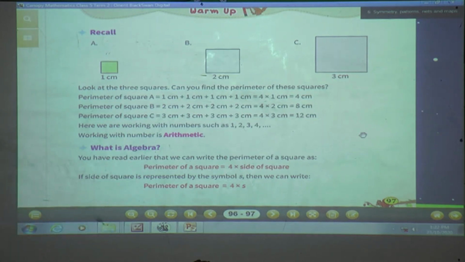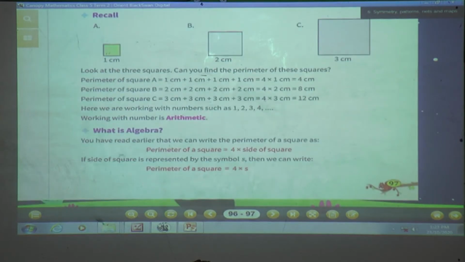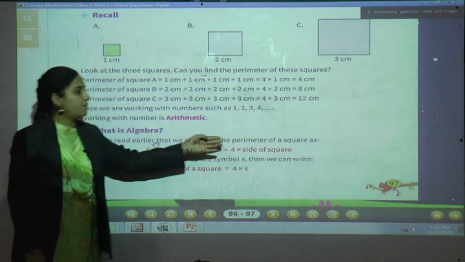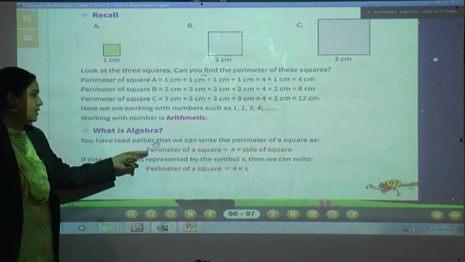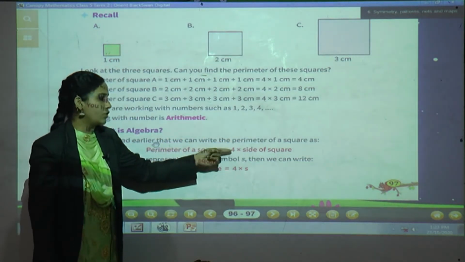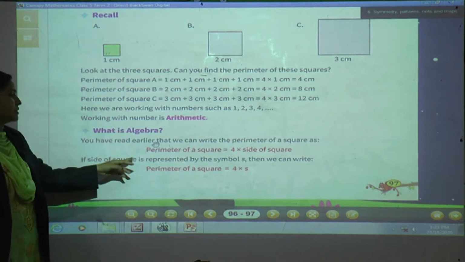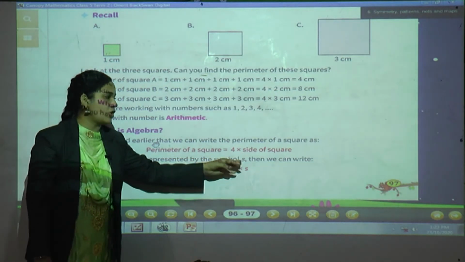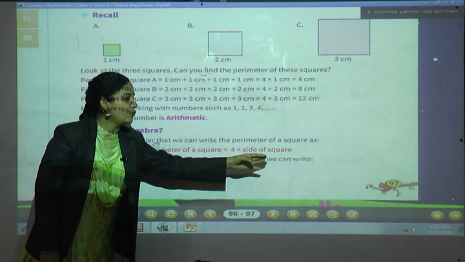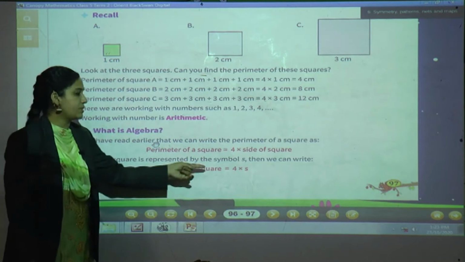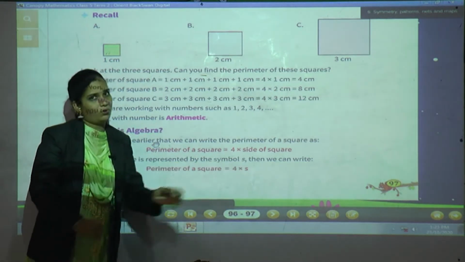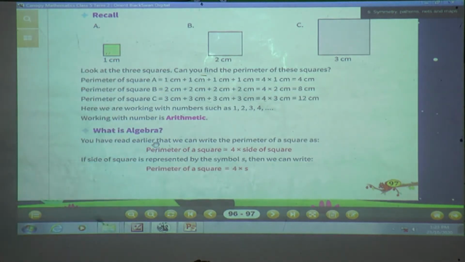Now, what is algebra? See students, here you have read earlier that we can write the perimeter of a square as perimeter of square is equal to 4 into side of square. Okay. If the side of a square is represented by the symbol S, then we can write perimeter of a square is equal to 4 into S. Okay. Now, see the next page.